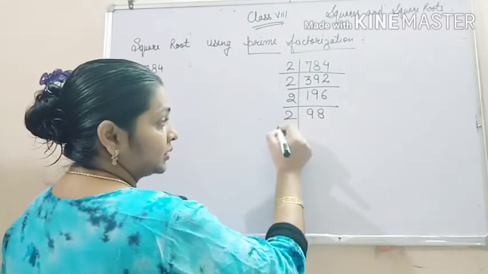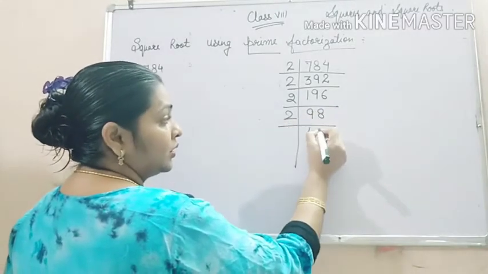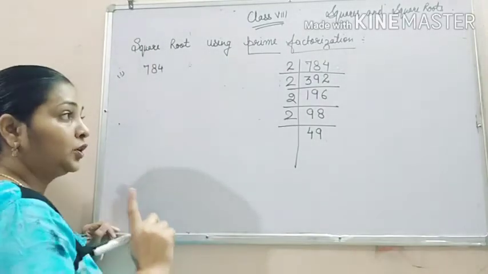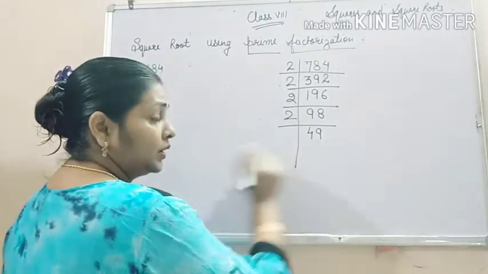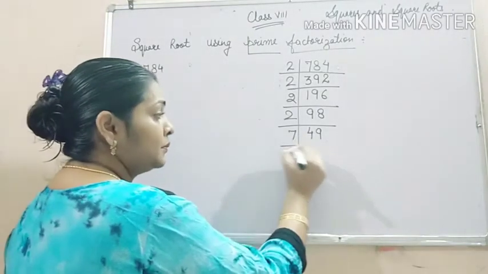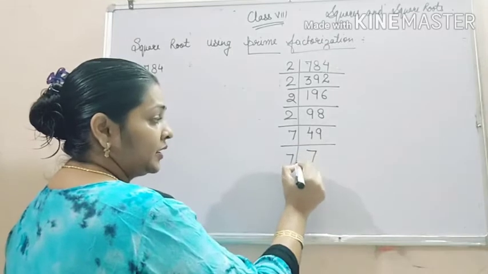Again it is divisible by 2. 98. 49. Now 49 is not divisible by 2. But we know that 49 is divisible by 7 and 7 is a prime number. So divide it by 7.